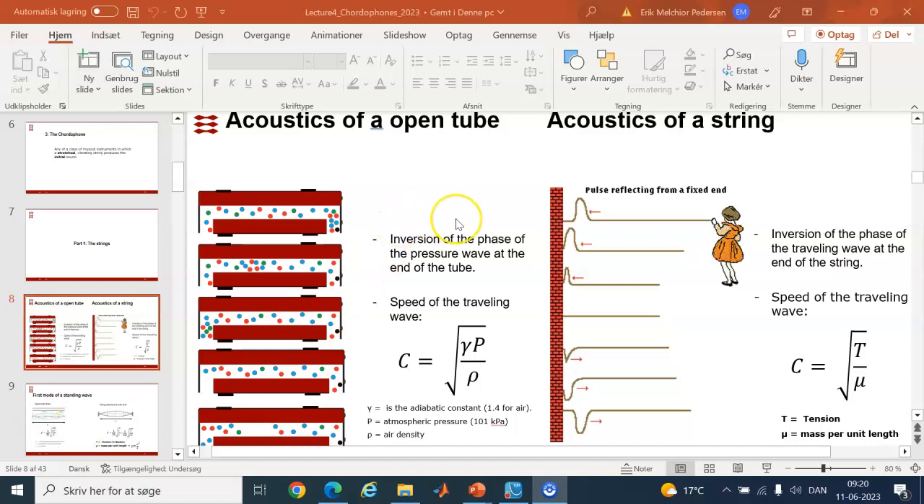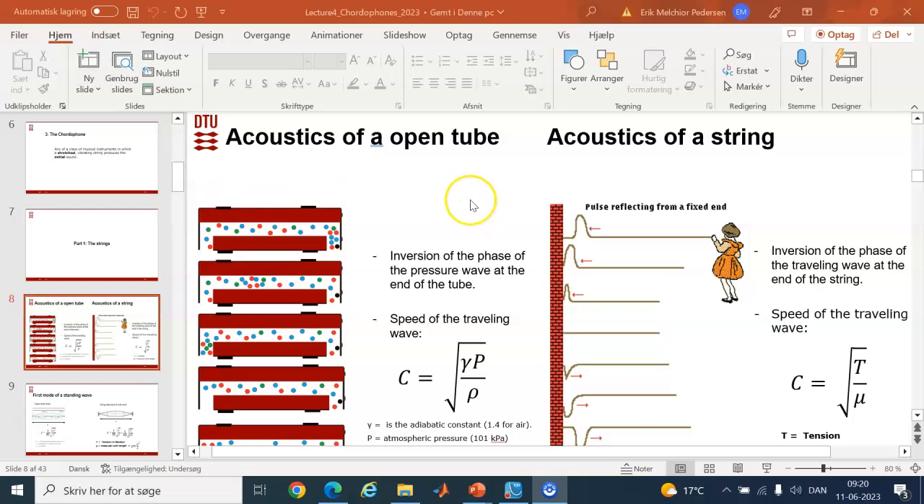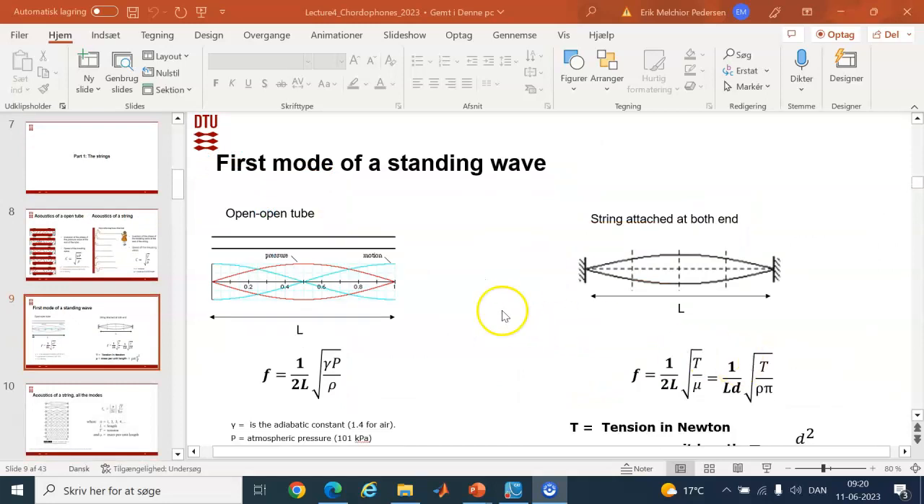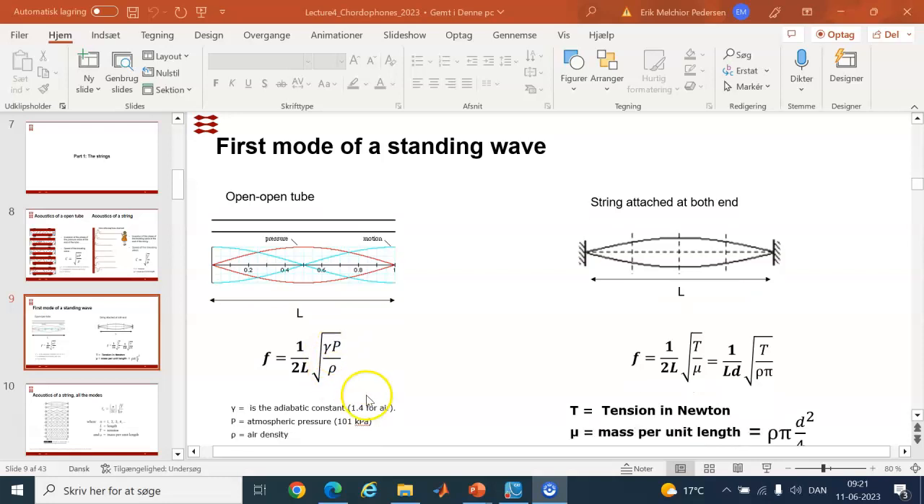Okay, same behavior. The acoustics of a string behave as an open tube. There are only some differences in terms of the speed: this term for open tubes and this term for strings. First mode of a standing wave. I have an open tube, the motion here in blue, and pressure here in red. The frequency is 1 divided by 2L times c, the speed of sound. This is 1 divided by 2L times the square root of gamma times P divided by the air density.